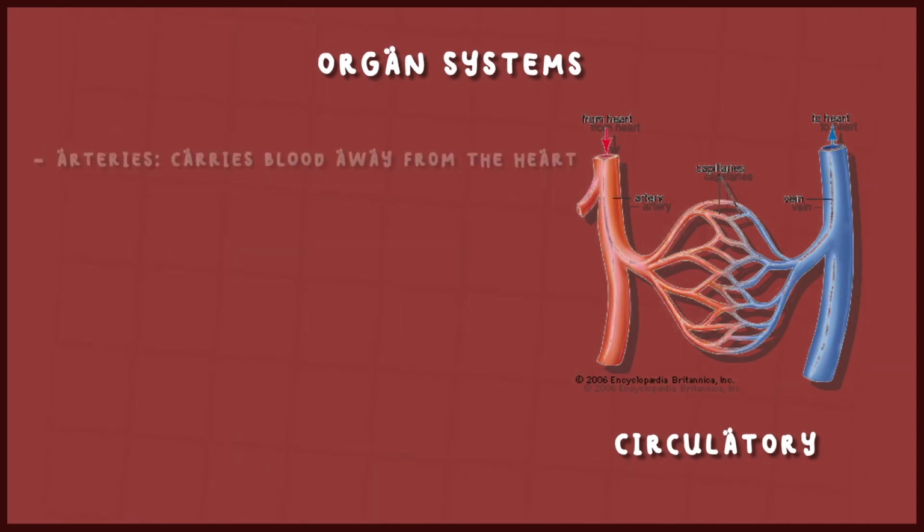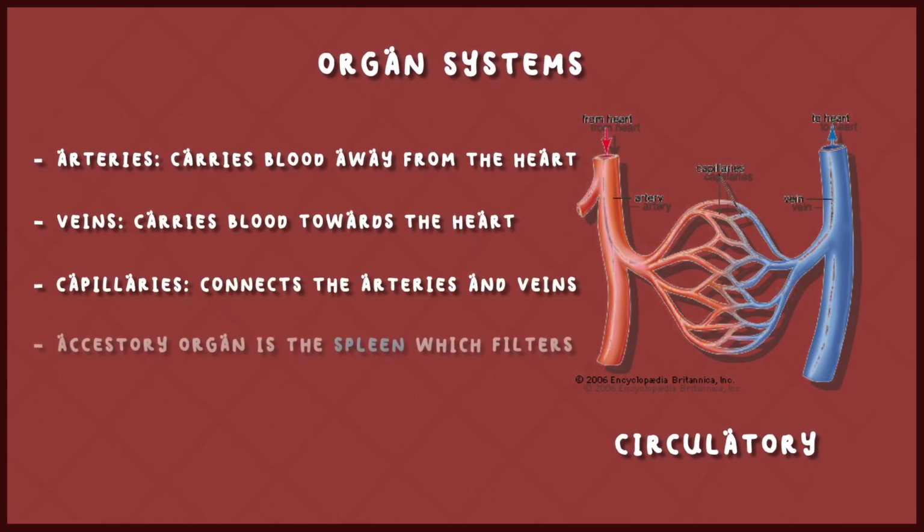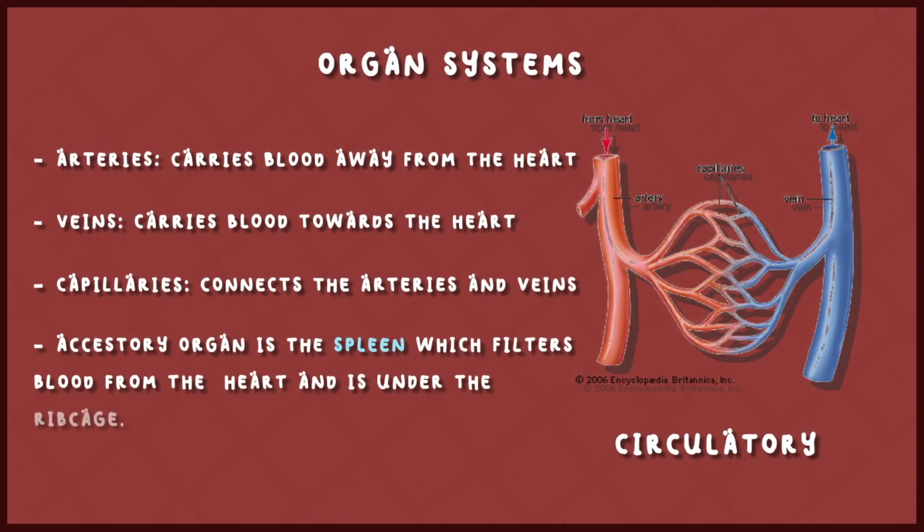We have our arteries, which carry blood away from the heart, our veins, which carry blood toward the heart, and capillaries, which connect our arteries and veins. Our accessory organ in the circulatory system is the spleen, which filters blood as part of the immune system and is located under the ribcage.